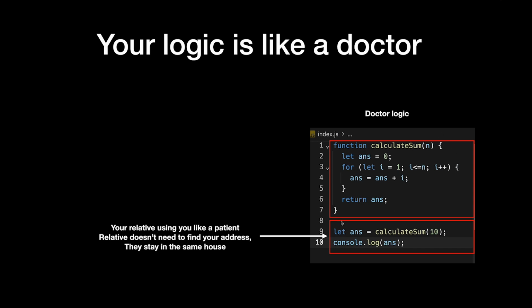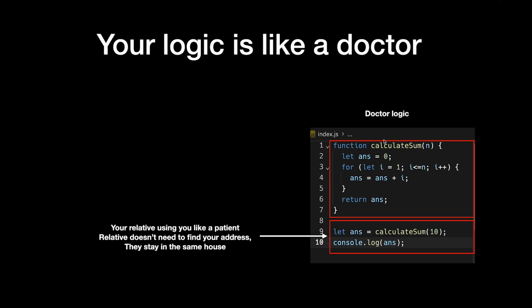So if you think of this as being a doctor, a function call is like the doctor is at the house and his brother or sister comes into their room and says, I have this symptom, fix me up. Relative doesn't need to find your address. You're right there, so you can just do a function call and get back the response and log it or do whatever you want with it. They stay in the same house. But if you take out relatives, anyone else who needs to visit the doctor needs to find the address of the doctor, wait in the waiting room, and then finally when their turn comes, they can use the doctor for their functionality.